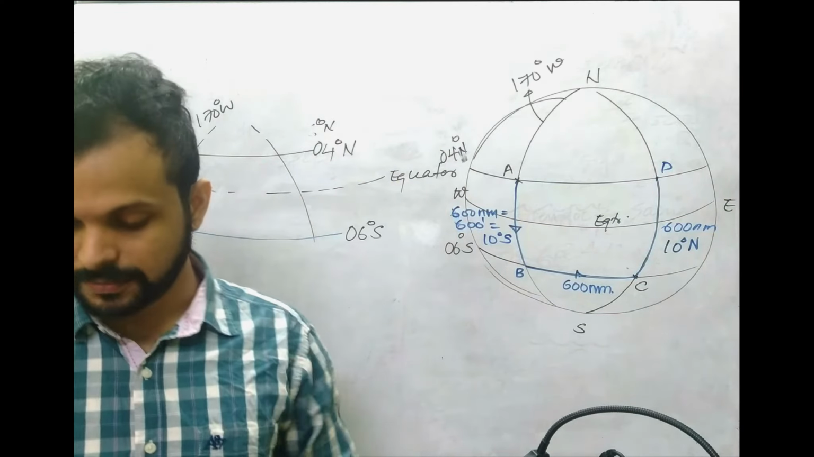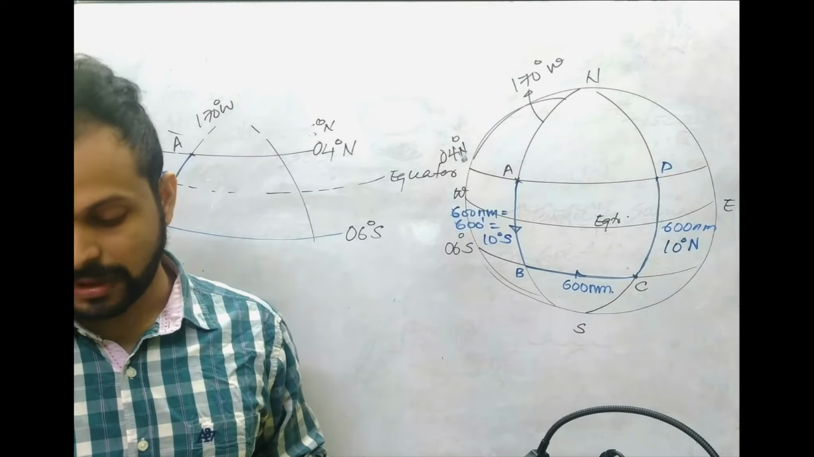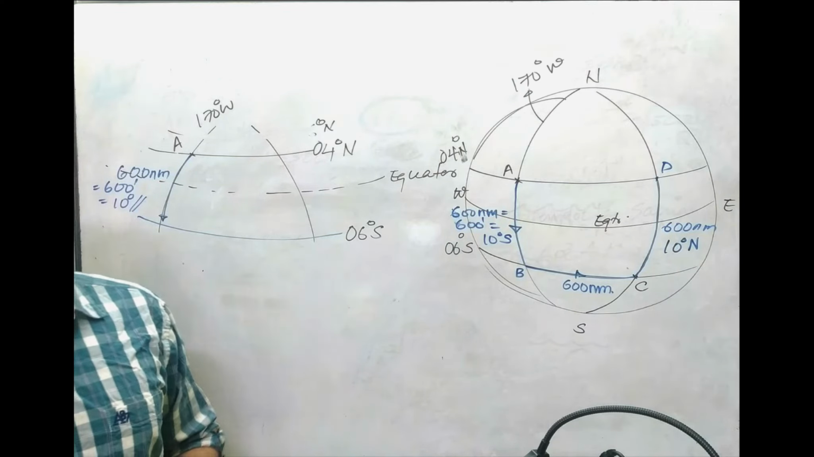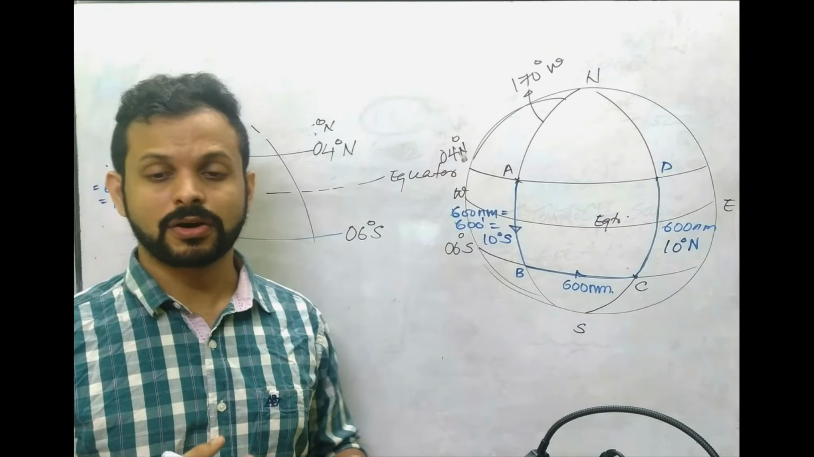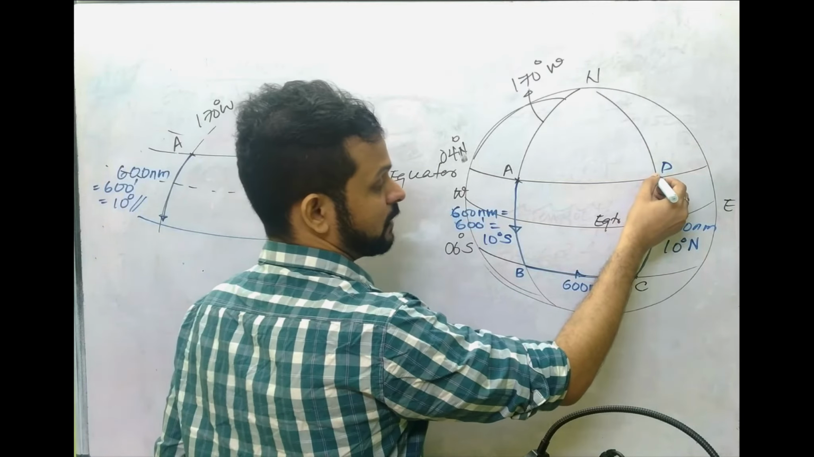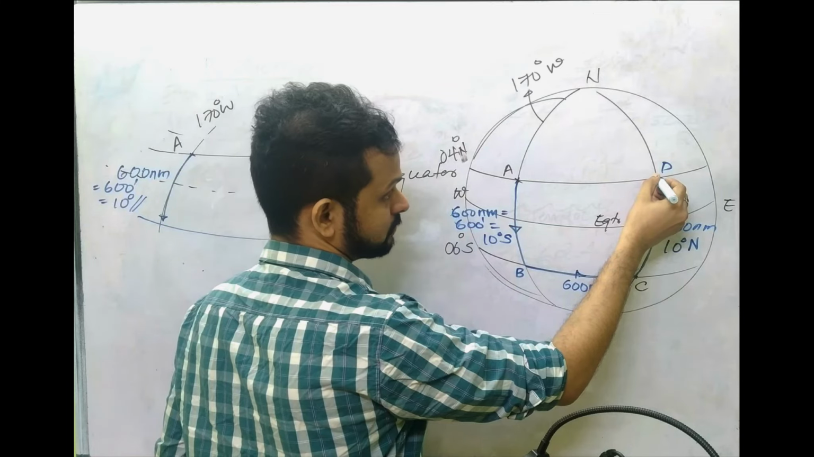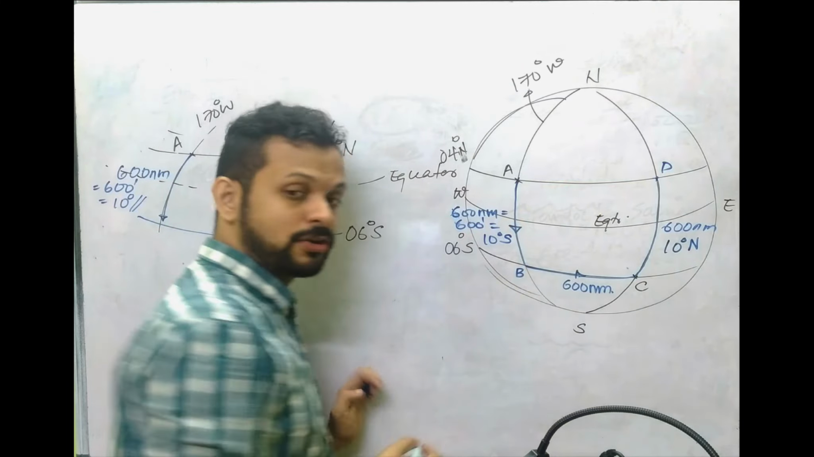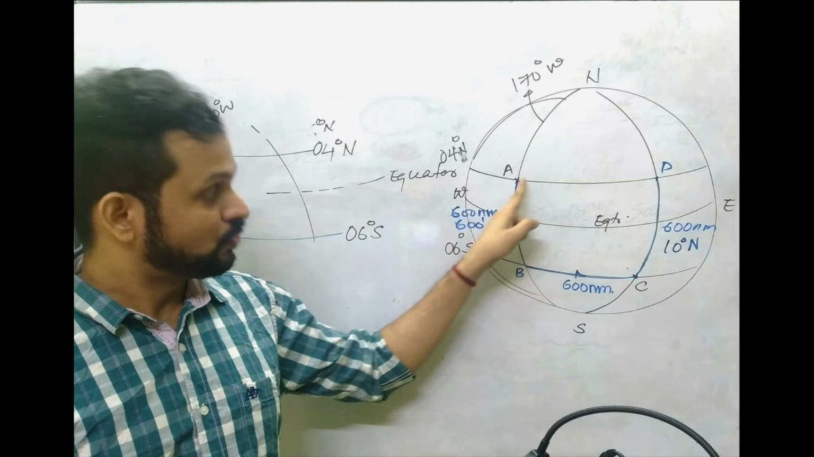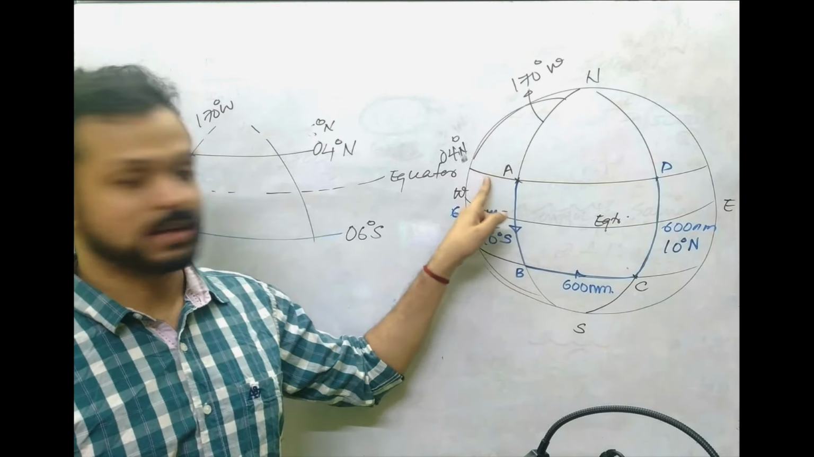Yes, what is the next direction? What is the next track? You're traveling 600 nautical miles now to the west. So towards the west means you're traveling along a parallel of latitude again, right? So from D, if I travel 600 nautical miles, where do you think will I reach? Will I end up short of A, or will I reach exactly at A, or will I cross A?